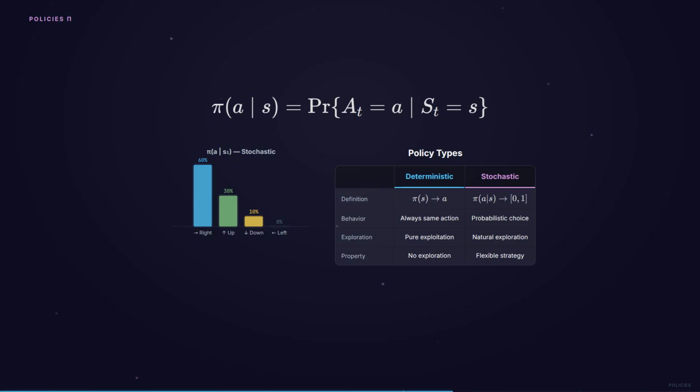The ultimate goal is to find pi star, the optimal policy. That's the policy that maximizes the expected return from every state. It's the best possible strategy, and every algorithm we study in this course is searching for it.